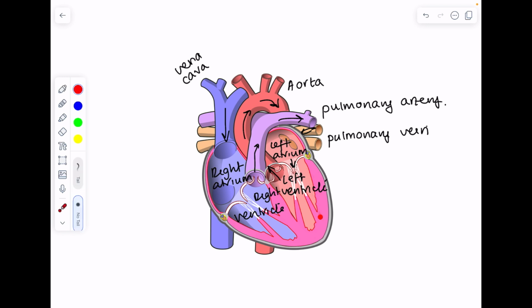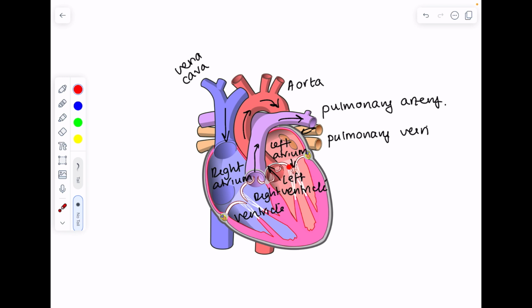A couple of things to notice. Look, the wall of the left ventricle is much thicker than the right. It has far more muscular tissue. The reason for that is because it has to pump blood at a very high pressure, because that blood's travelling much further. After all, it's going all around the body, compared with here, where the blood is just being pumped to the lungs.